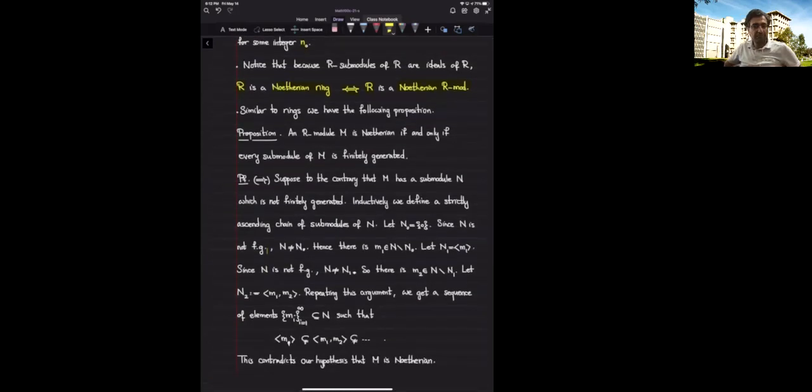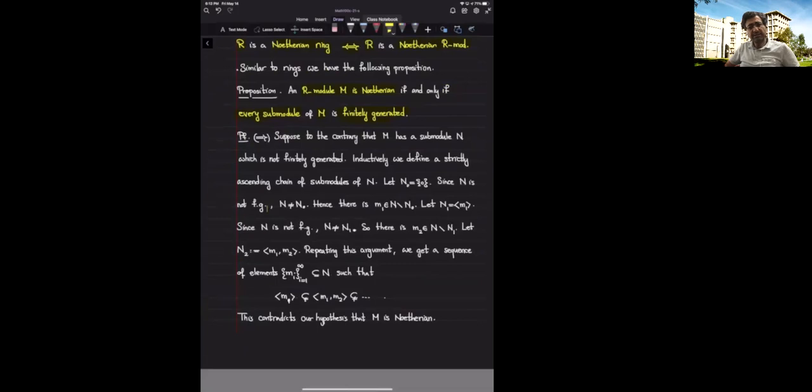Now, we have the following similar statement for modules. An R module M is Noetherian precisely when every submodule of M is finitely generated. The proof is kind of identical to the case of rings. Let's quickly go over this. This is an if and only if statement. So we start with the assumption that M is Noetherian. I want to show that every submodule is finitely generated.